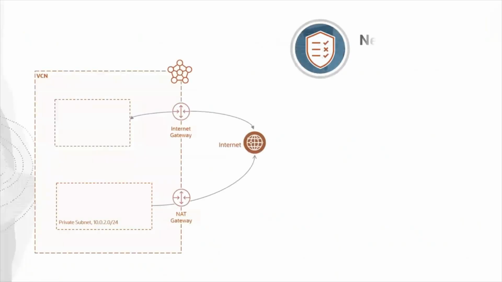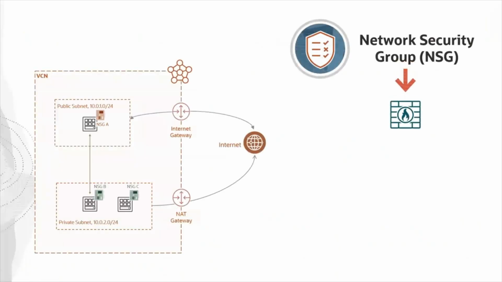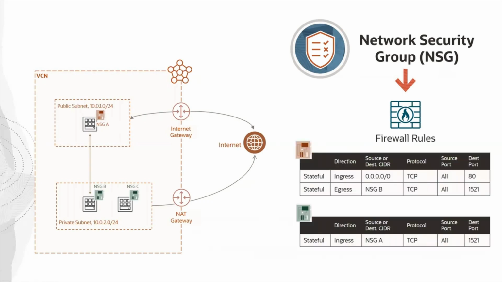Now this again is from the coursework, and you can see here we are using NSGs, which are nothing but virtual firewalls containing firewall rules. This instance has a network security group denoted by NSG A. This one has NSG B, and NSG C for the other instance. And this is how NSGs work.